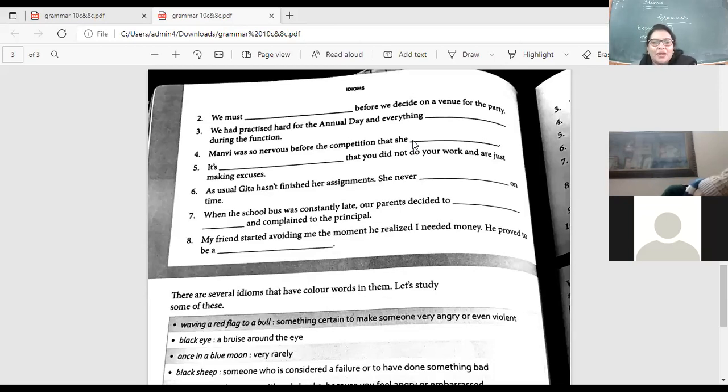Yeah. Okay, or even the next one also. Let's see what can come over here. She never delivers the goods on time. Sixth one can be she never delivers the goods on time.